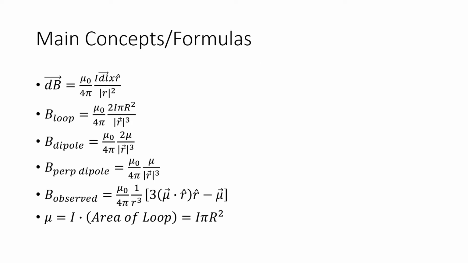So for the first of the formulas, we have the superposition formula. Then we have the electric field of the loop, electric field of the dipole, electric field of the dipole perpendicular, the electric field calculated using an observed location, and then we have mu equals I, the current, times the area of the loop, which gives you I times pi r squared because we're using a circular loop.